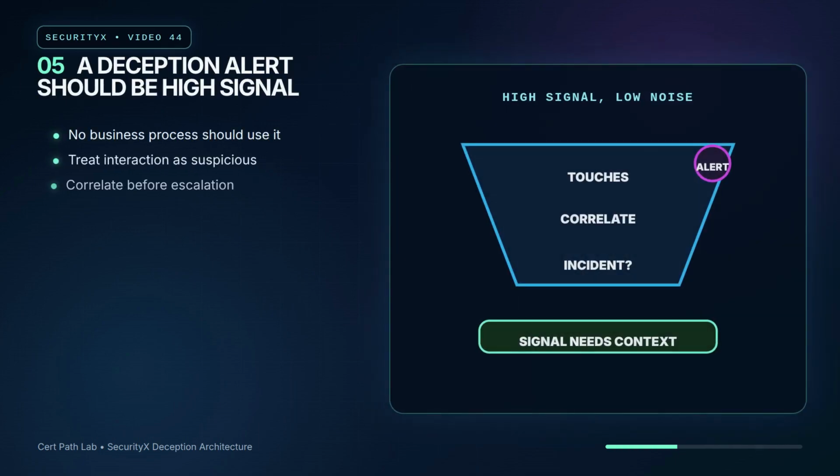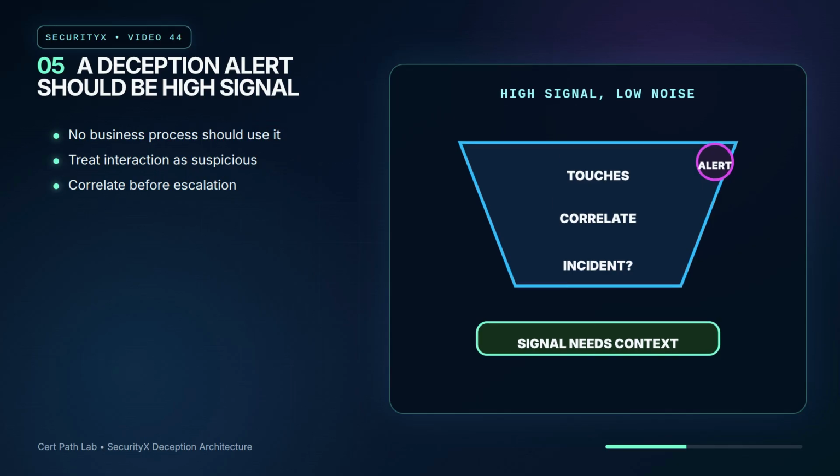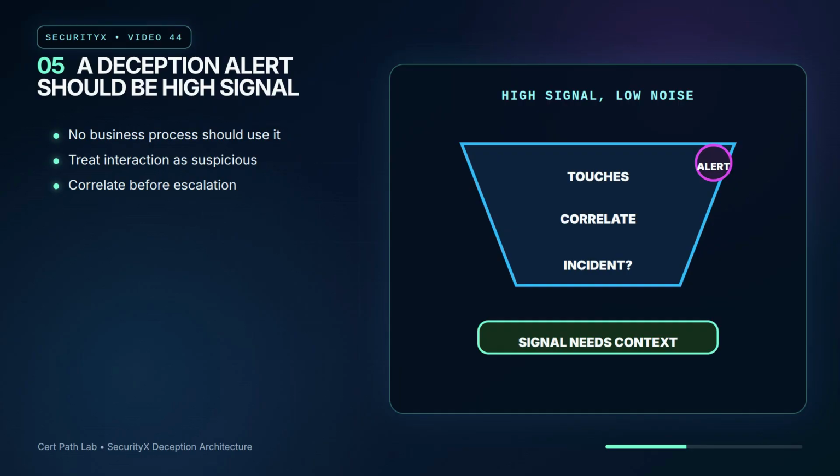A good deception alert should have low expected business noise. A normal employee should not log into a fake admin portal. A real application should not use a decoy credential. A backup job should not open a honey token file. That is why deception can create high signal alerts. Still, senior teams correlate source host, identity, previous telemetry, asset criticality, and containment risk before taking disruptive action.